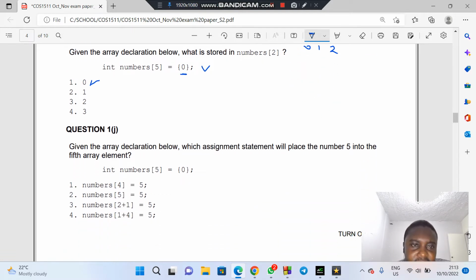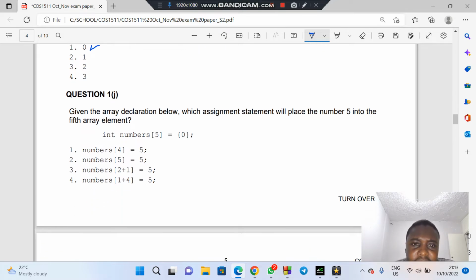You have question 1J. Given the array declaration below, which assignment statement will place the number 5 into the 5th array element? Okay, we know that it's going to start at 0, which means number 4 is going to be our 5th element. So the first one is going to store at 4. This one is going to store at 6, which is wrong. This one is going to store at 4. This one is going to store also at 6. So this answer is number 1. You can see that.